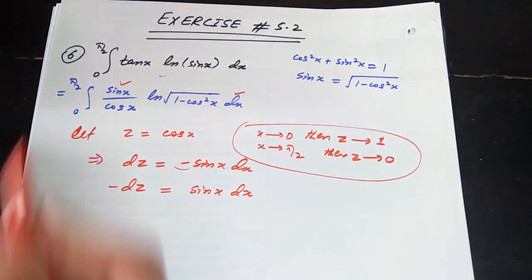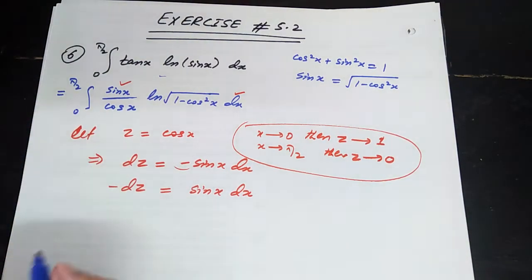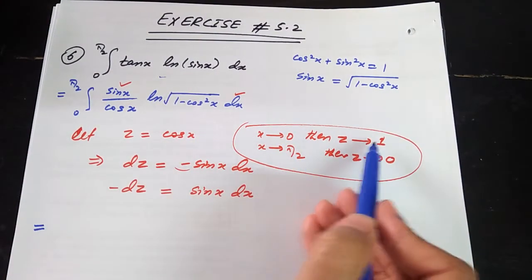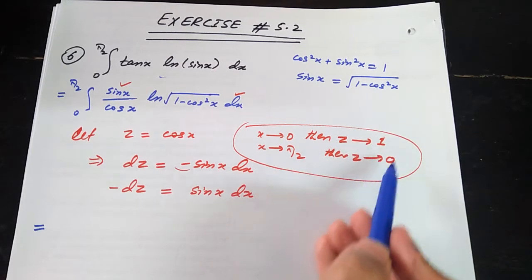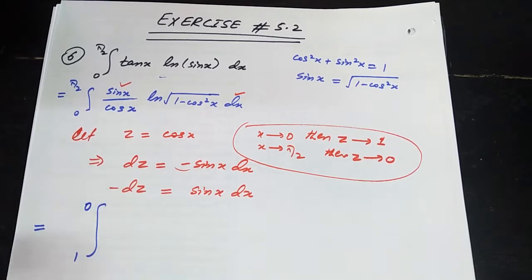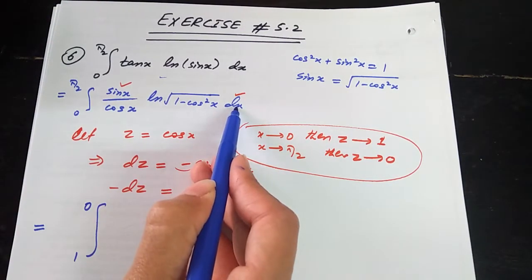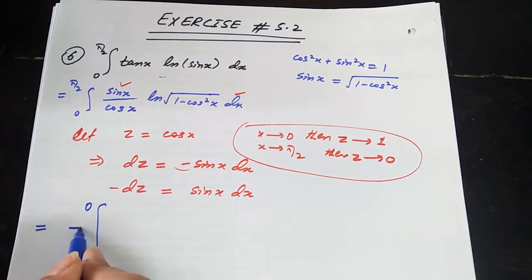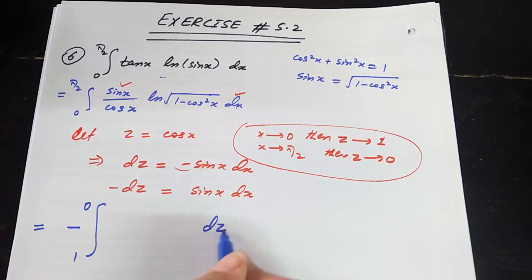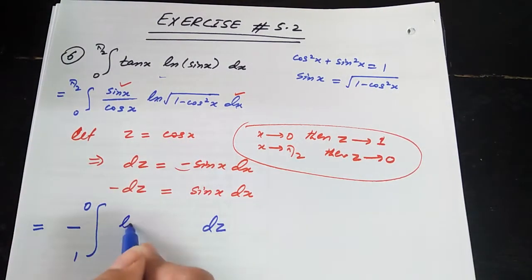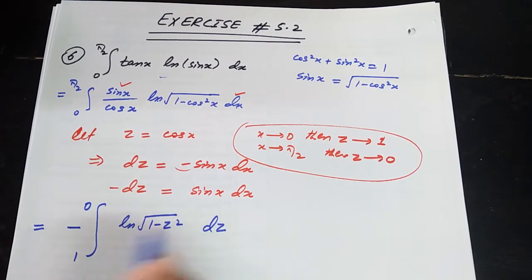Now apply the substitution in that. On the lower limit I got 1 and on the upper limit I got 0. So it becomes 1 to 0. Sine of x dx will be equal to minus dz. So the negative sign I have taken outside and this will be written as dz. Ln of the square root of 1 minus cos square of x will become ln of the square root of 1 minus z square, divided by cos of x, which is z here.